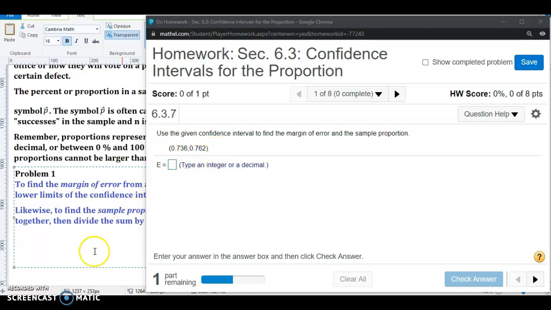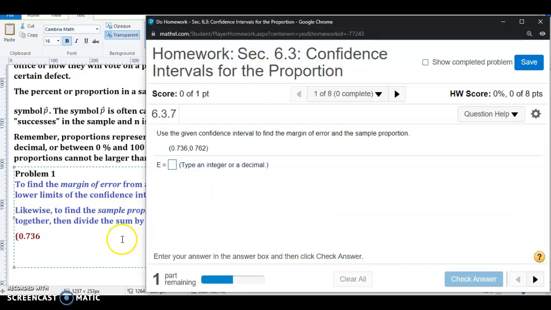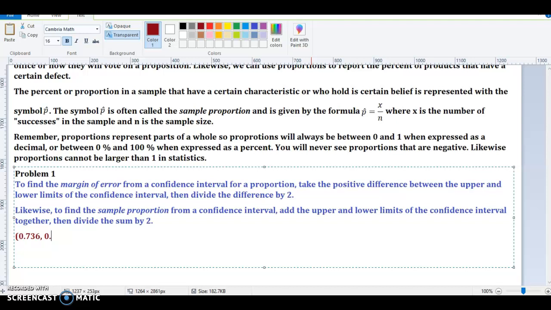Our given confidence interval is 0.736, comma 0.762. Remember, this is a confidence interval for a proportion, so the lower and upper limits of the confidence interval will also be between 0 and 1. To find the margin of error from this confidence interval, we're going to take the positive difference between the upper and lower limits, and then divide by 2.